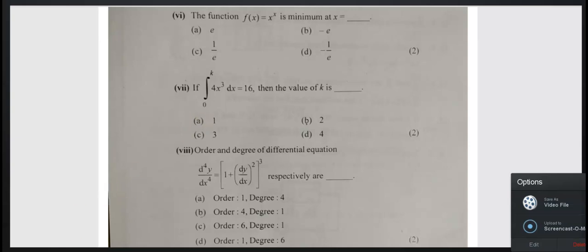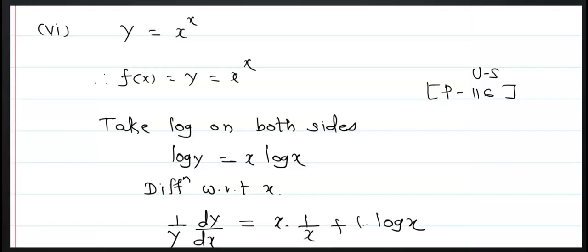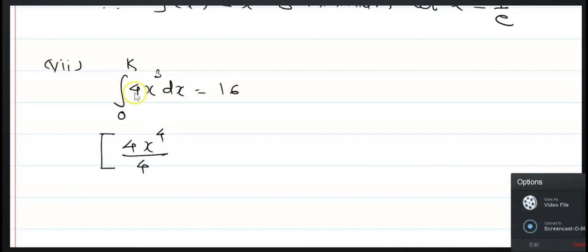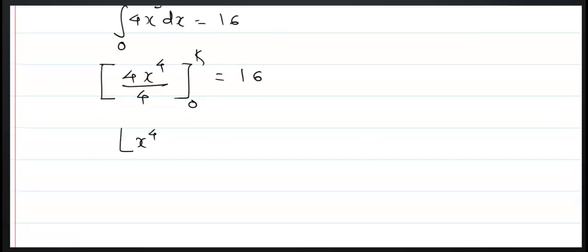Now the next question, question number 7. If the integral from 0 to k of 4x cubed dx is equal to 16, then find the value of k. Normal integration is there. Integral from 0 to k of 4x cubed dx equals 16. The integration of 4x cubed is 4x^4 upon 4, and the upper limit is k and the lower limit is 0.